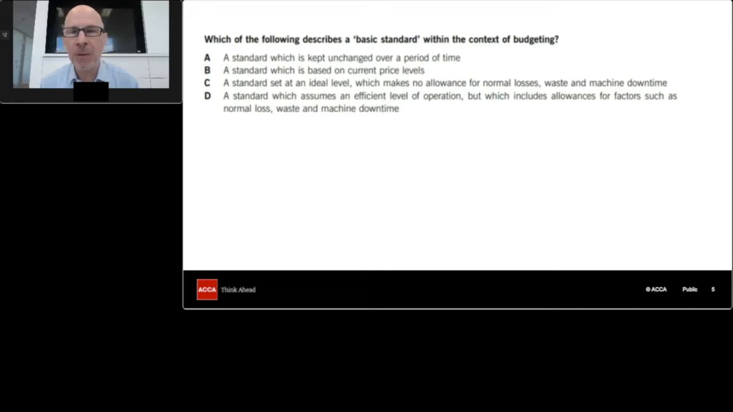Guys, have another couple of moments there to give this a try at home. What do you think? Do you think it's A, B, C, D? What are you thinking? Well, let's have a look together, friends. Which of the following describes a basic standard? Well, do you like answer B? I don't like answer B.